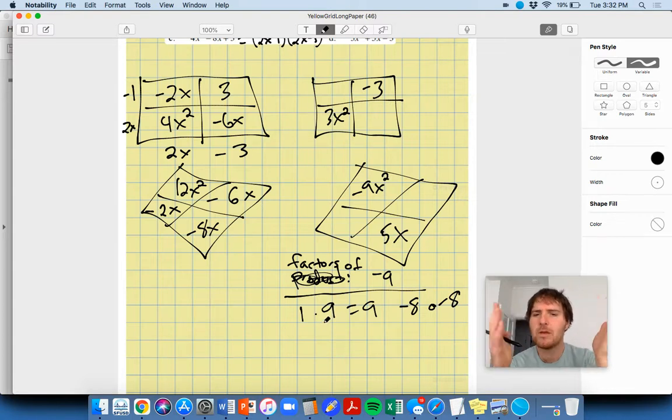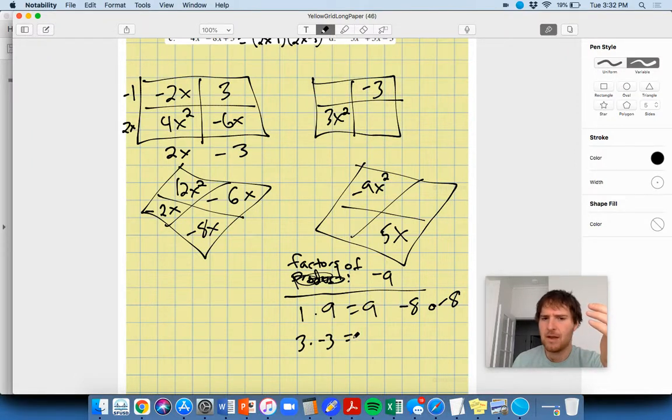What else goes into 9? Well, only 1 and 9 go into 9, right? Well, 9's not prime. Never mind. So there's another one. What else goes into 9? 3. Okay? So 1 and 9 go into -9, right? It could be -1 times 9 is -9, or -9 times 1 is -9. And then there's also 3 times -3, right? That would bring you to -9 as well. But what would they add to? They would add to 0.